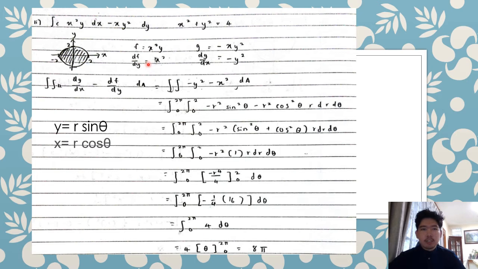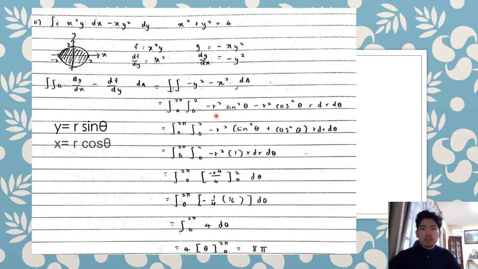and then we differentiate f into df dy and g into dg dx. We got df dy as x squared, and dg over dx as negative y squared. The next step is we use the Green's theorem equation, double integrate dg over dx minus df over dy dA. So we substitute the values, and we got double integrate negative y squared minus x squared dA.